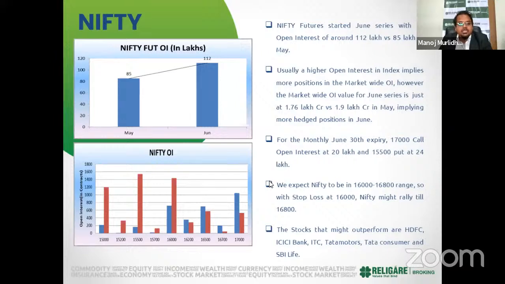Now, in the event this unfolds and we come to 16,800 to 16,900, there would be a couple of sectors and stocks which might outperform. Of the 50 stocks that we have in the Nifty index, we believe these 4 to 5 stocks can outperform. One would be HDFC Limited, followed by the banking stocks: HDFC Bank, ITC, Tata Motors, Tata Consumers, and SBI Life. We have more details on these stocks in the coming pages, so we'll let you know on that. So to conclude this first page, the bias is positive, with 16,000 as a stop loss, you might say, and 16,800 as a target on the Nifty.